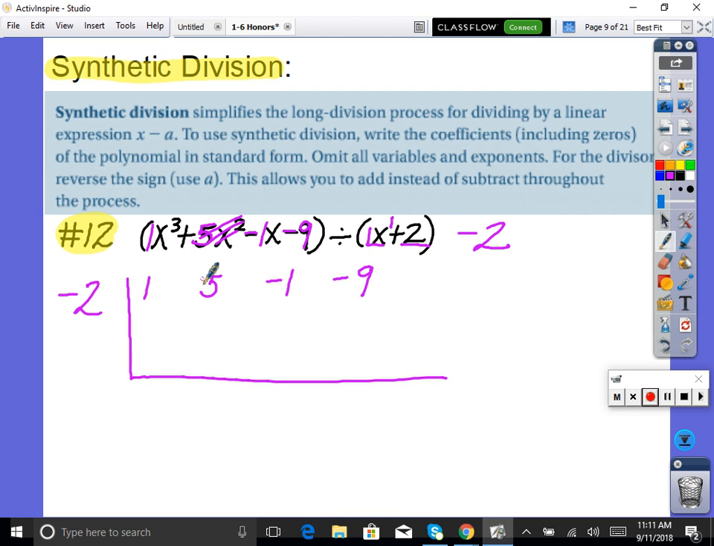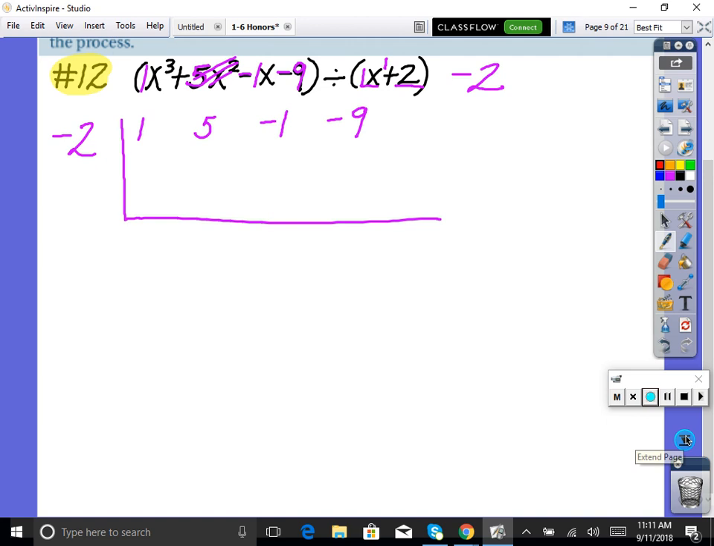Okay, this is how we do synthetic division. You add straight down, multiply up, add straight down, multiply up, and so on. So, here we go. We have a 1, and we add straight down. So 1 plus nothing is 1. We add straight down, we multiply up.